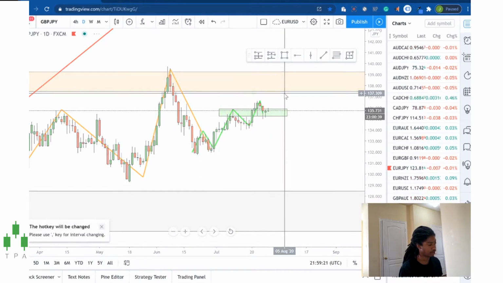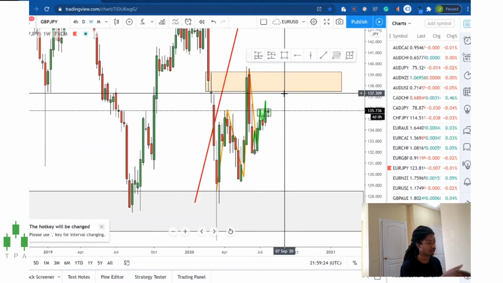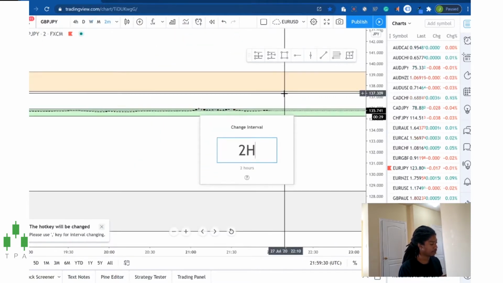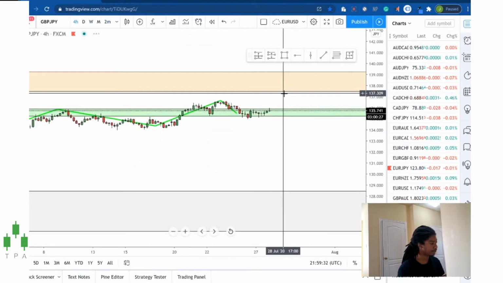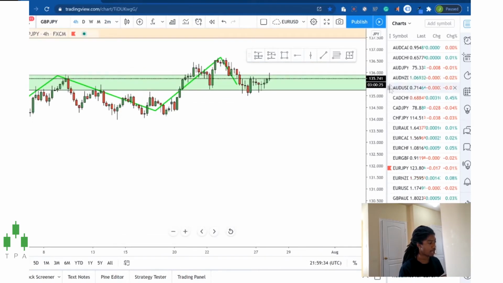Let me go to weekly. Given the weekly structure, the bullish candles continuing on this time frame, and then last but not least, let me hop to the 4-hour time frame. And what do we see?